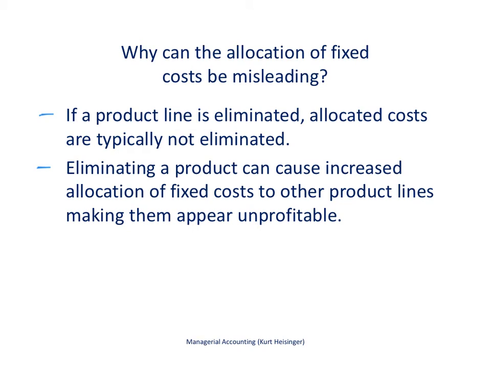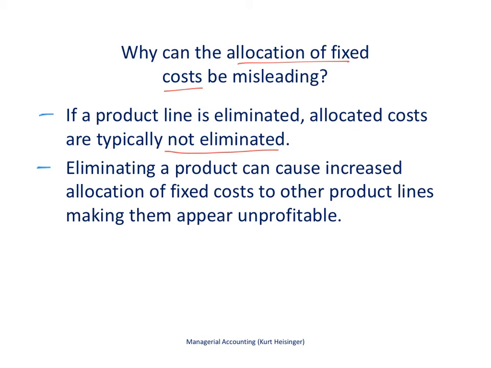There are a couple of key points here related to the allocation of fixed costs. First of all, if a product line is eliminated, and you saw this in the previous slides, we talked about the possibility of eliminating the charcoal barbecue. If the product line is eliminated, our allocated costs are typically not eliminated. They just get reallocated to the other products.